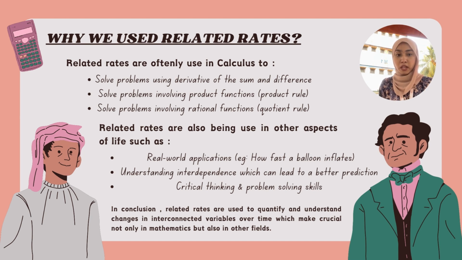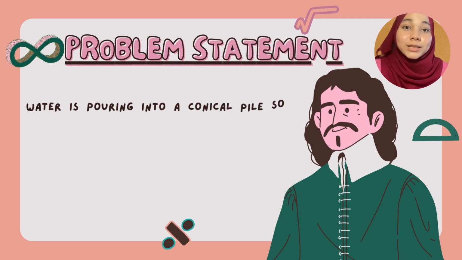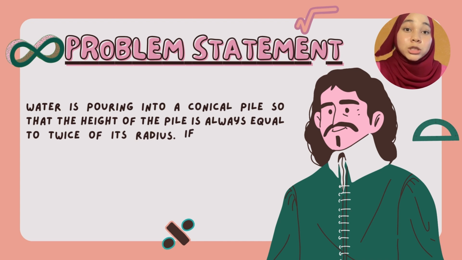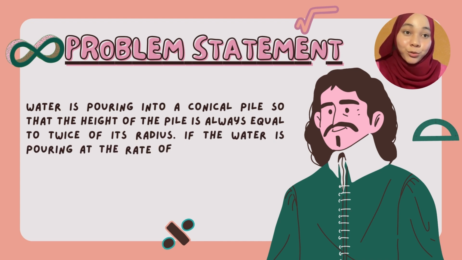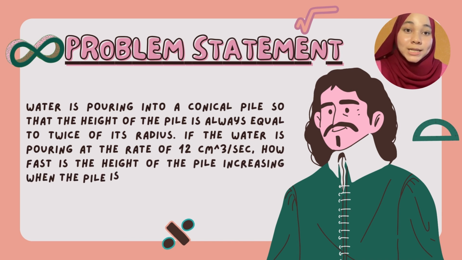In conclusion, related rates are used to quantify and understand change in interconnected variables over time, which makes it crucial not only in mathematics but also in other fields. Next, let's look at the problem statement. Water is pouring into a conical pile so that the height of the pile is always equal to twice its radius. If the water is pouring at the rate of 12 cubic centimeter per second, how fast is the height of the pile increasing when the pile is 6 centimeter deep?